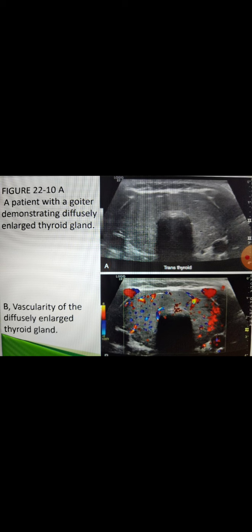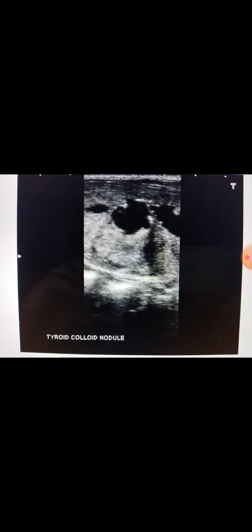Another important thing is the vascularity of the diffusely enlarged thyroid gland, as you can see in image B. That's how a thyroid colloid nodule will appear on an ultrasound. In this one, there are three hyperechoic nodules you can see, and there is a typical hyperplasia of the gland.